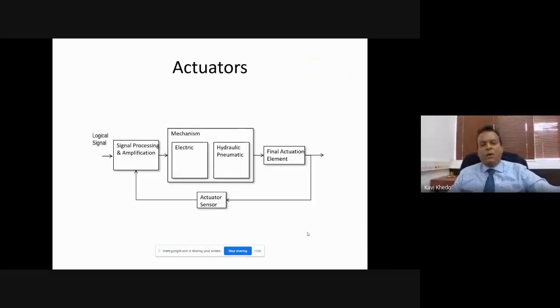So let me continue. This is basically how an actuator works, just like I've shown you how a sensor works. There is an input signal. This is to trigger the actuator to start something. It is signal or amplification. Then this is the actuator part, which performs the movement, for example, an arm opening a door, a mechanical arm opening a door.